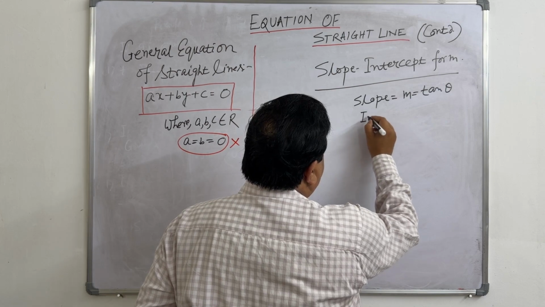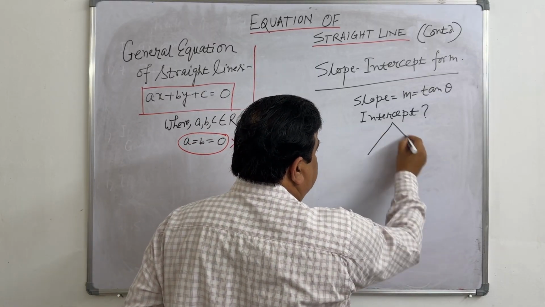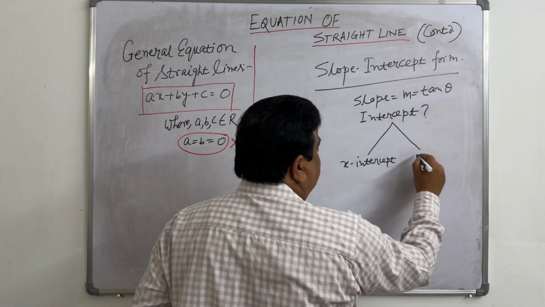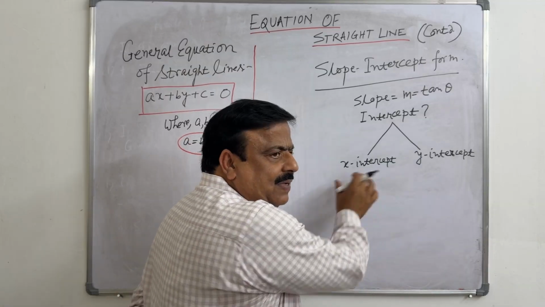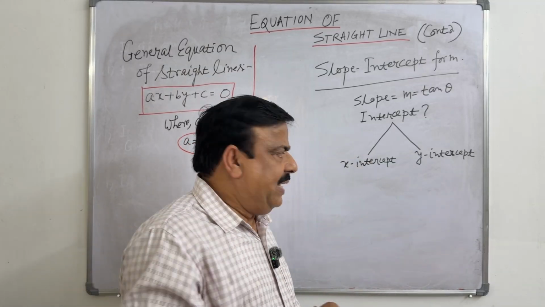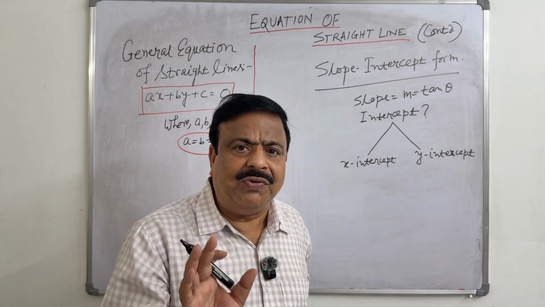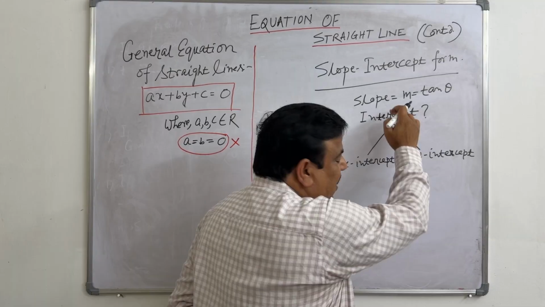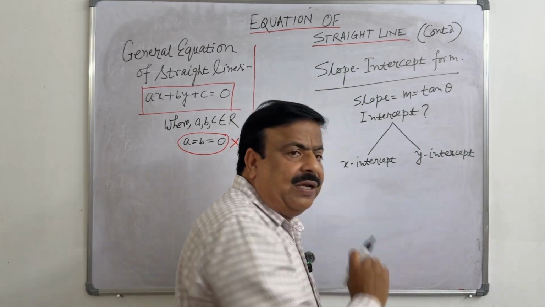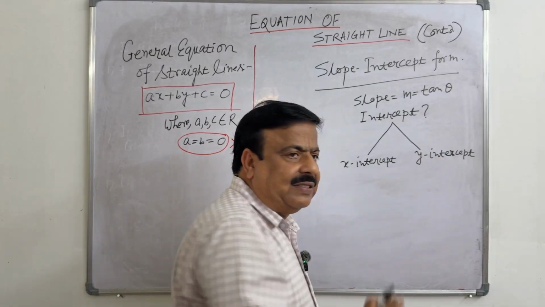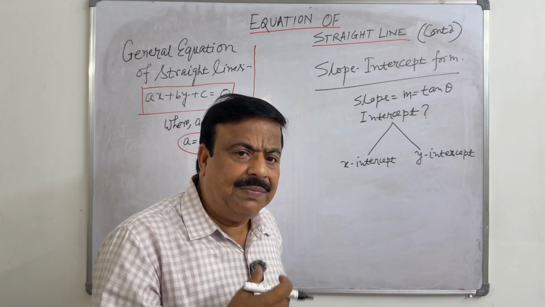And what is intercept? You also learned in the previous session that there are basically two types of intercepts. One is the x-intercept, another is the y-intercept. So what is the x-intercept? The x coordinate of the point where a straight line cuts the x-axis is called the x-intercept of the line. And if a straight line cuts the y-axis at any point, then the y coordinate of the cutting point is called the y-intercept.